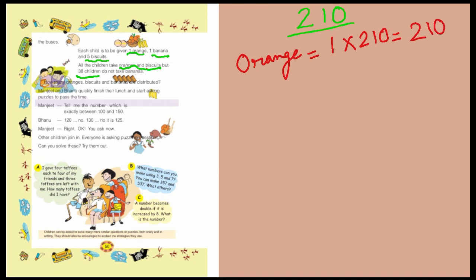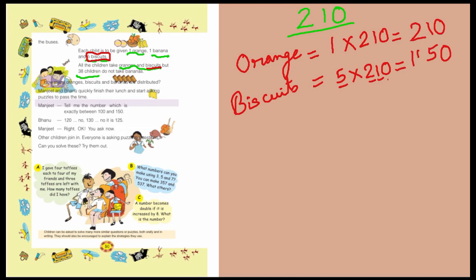How many biscuits? Every child will get 5 biscuits. So 5 into 210. What is the answer? Multiply with me. 5 0 is 0. 5 1 is 5. 5 2 is 10. Correct? Now we'll come to banana.